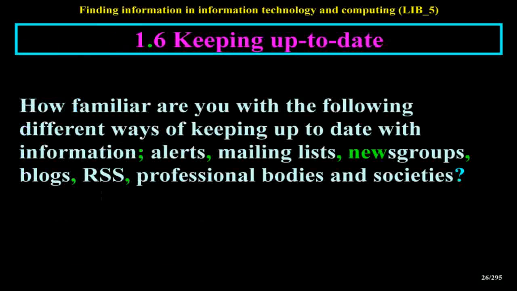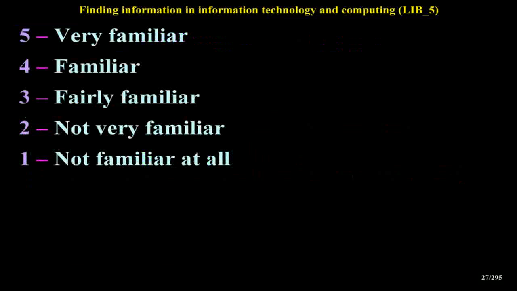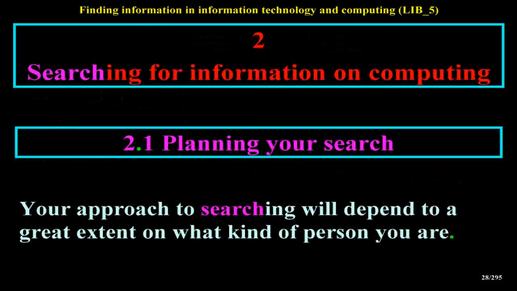How familiar are you with the following different ways of keeping up to date with information? Alerts, mailing lists, news groups, blogs, RSS, professional bodies and societies. 5 very familiar, 4 familiar, 3 fairly familiar, 2 not very familiar, 1 not familiar at all. 2. Searching for information on computing. 2.1 Planning your search.